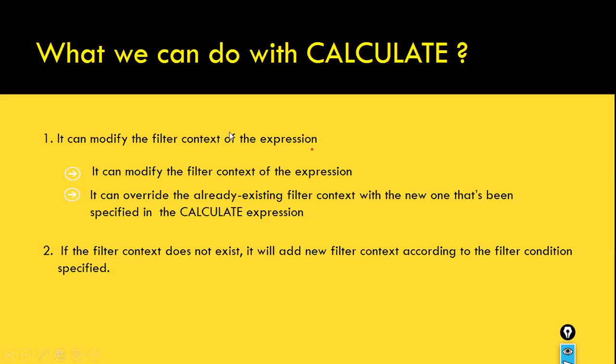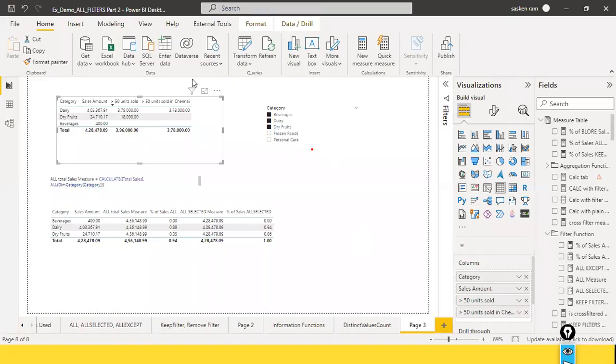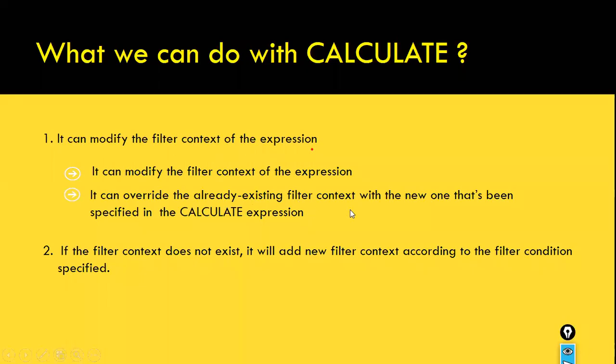Now you understood the purpose of the calculate function. If the filter context does not exist, it will add a new filter context. That's what we did, right? So this one was not there. We added a new filter context. If you want, you can create one, or you can override the existing filter context.